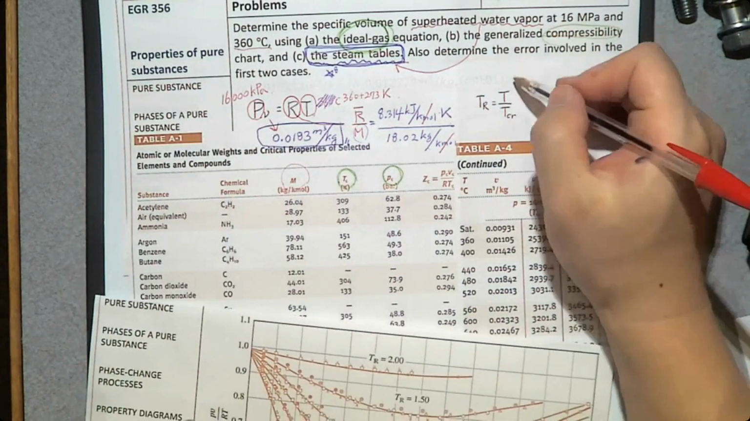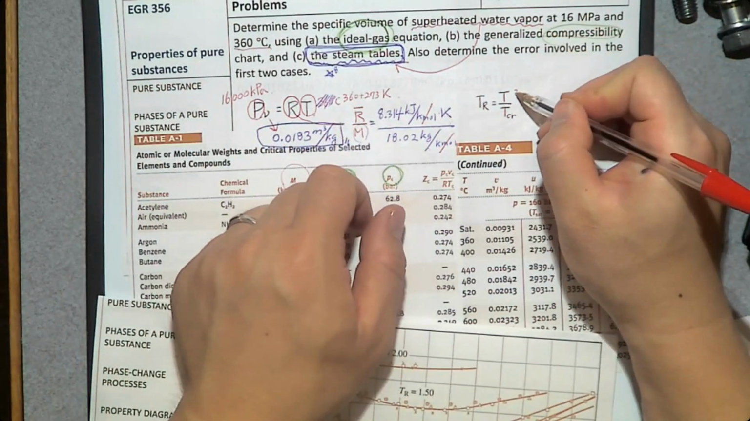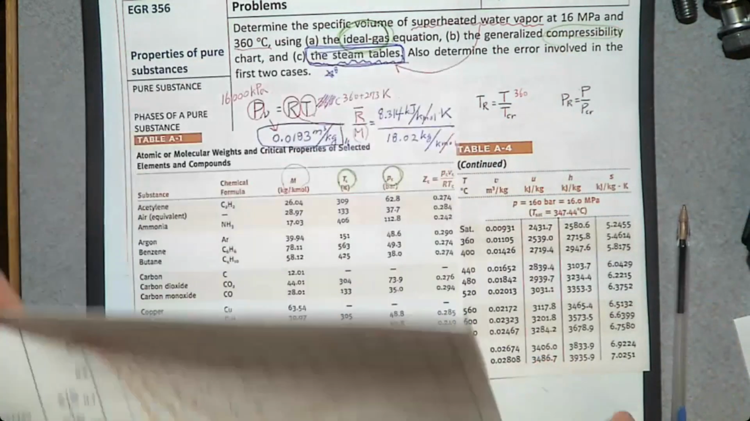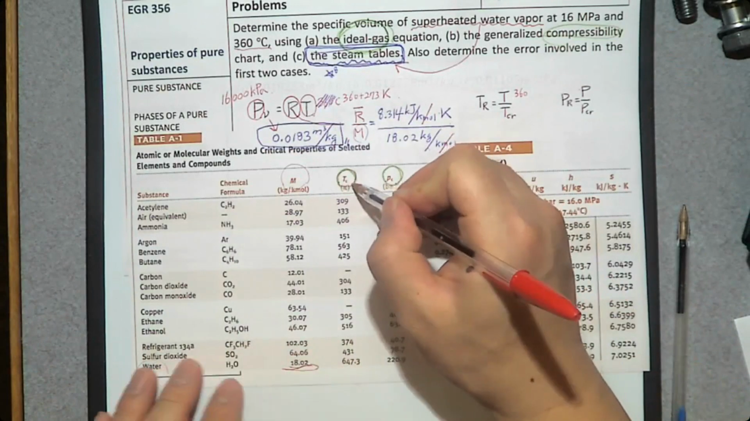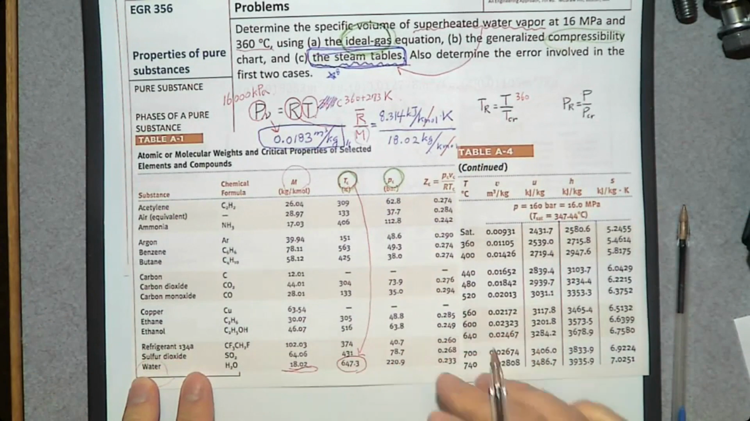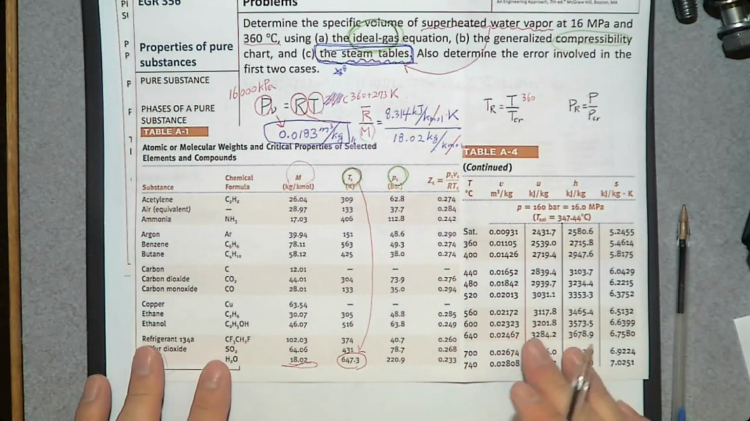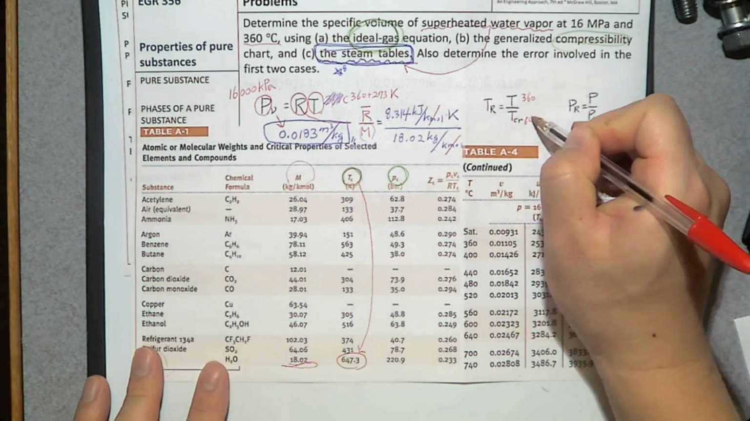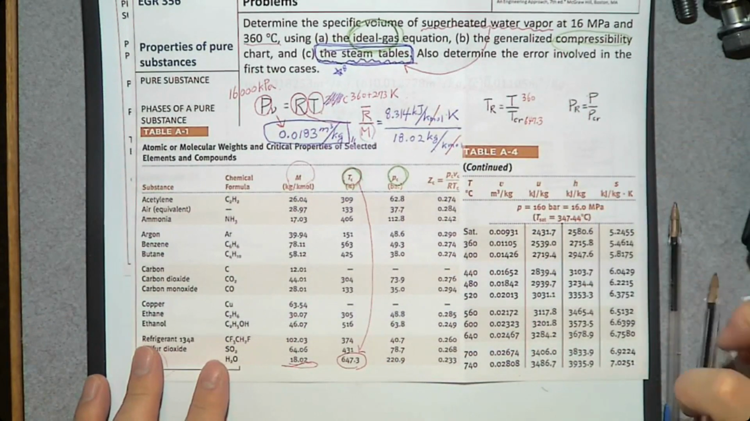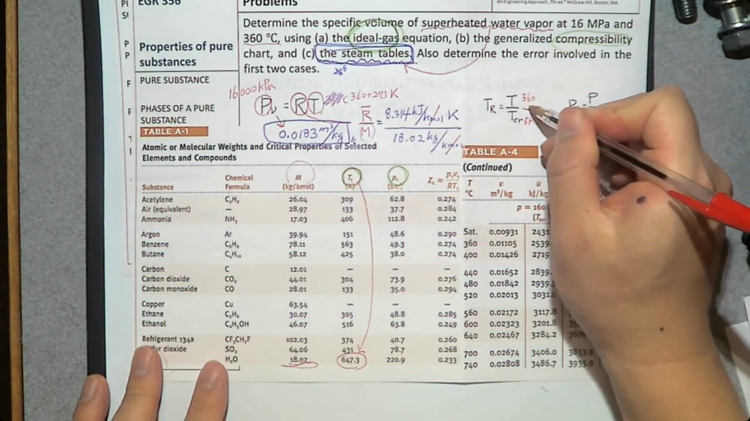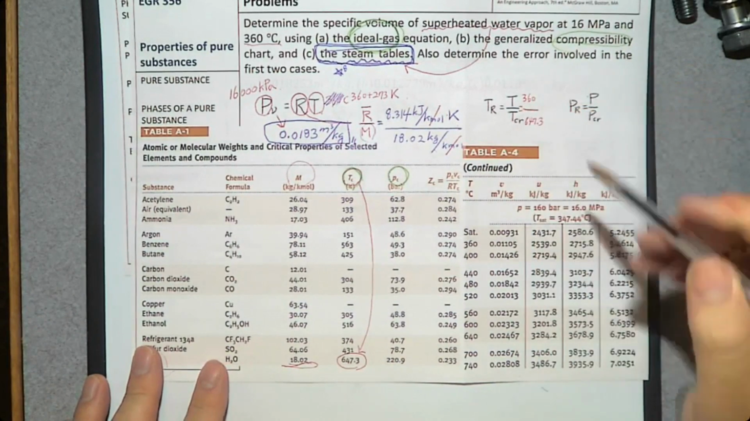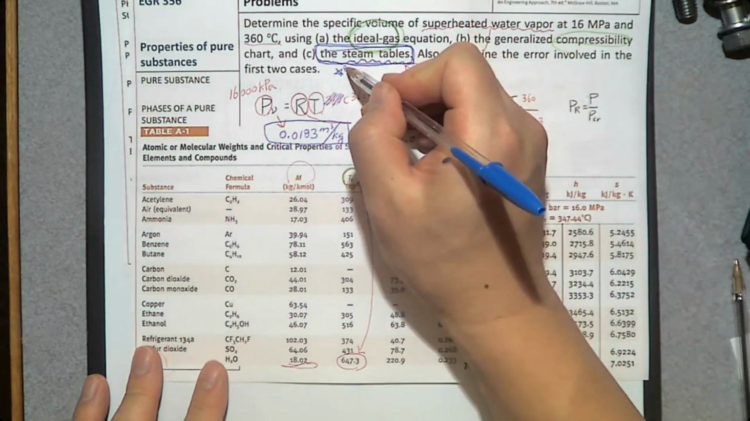So what is the temperature of the system? 360. So 360. And what is the critical temperature? Where can we find it? From here. The critical temperature of water is 647.3. So if you solve this equation, you get TR? No. Why not? Because we have to use Kelvin. So star to the 9.